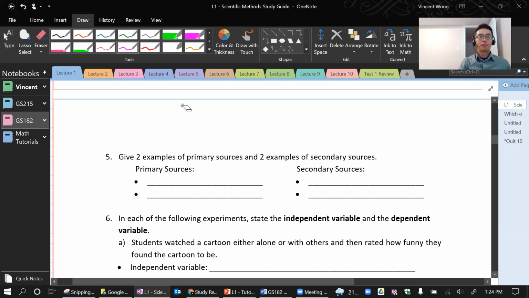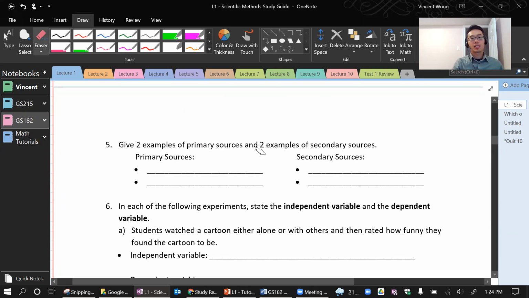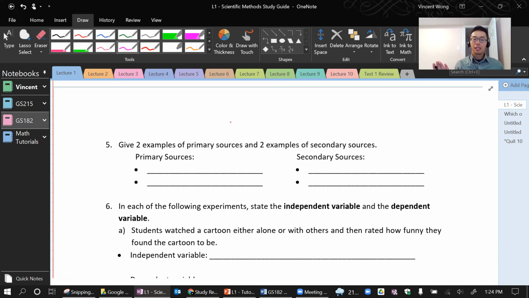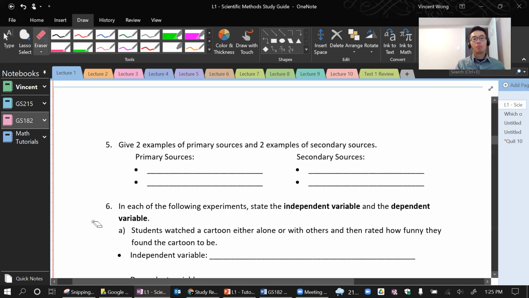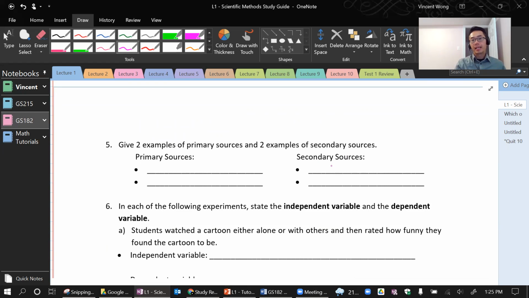Okay, moving on. Give 2 examples of primary sources and 2 examples of secondary resources. So generally speaking, primary resources are more reliable because there are many layers of safeguarding, and usually the information is vetted before it's released, so they're more reliable. Secondary resources, some of them are pretty reliable, but there is also a lot of misinformation out there and biased information.